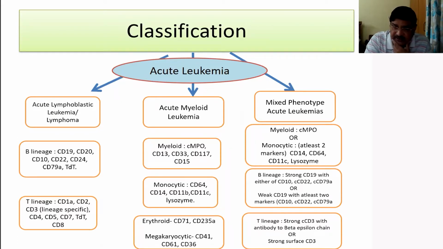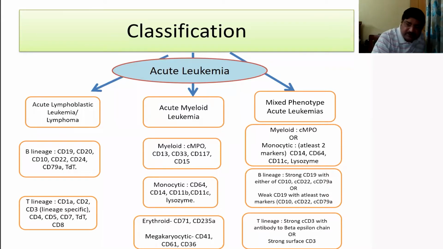But CD19 is the lineage marker for B lineage. Sometimes when your CD19 is weak, you should have at least two of these markers of CD10, cytoplasmic CD22 or cytoplasmic CD79A. For T lineage, you should have strong cytoplasmic CD3 with antibody to the epsilon chain of CD3.